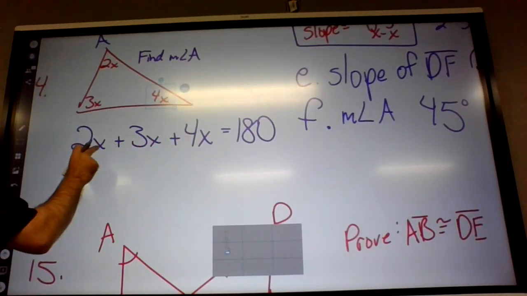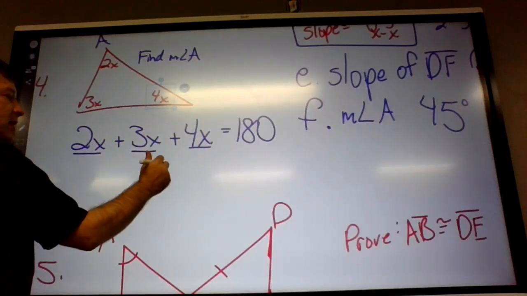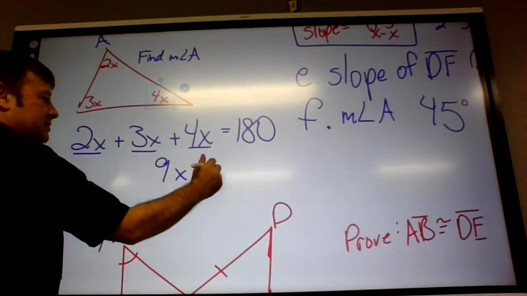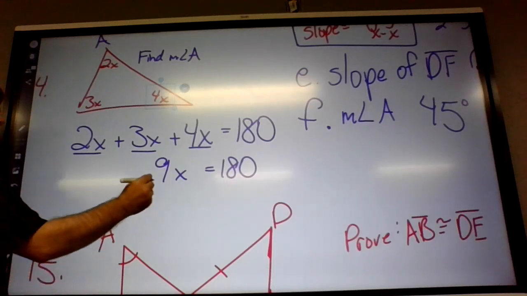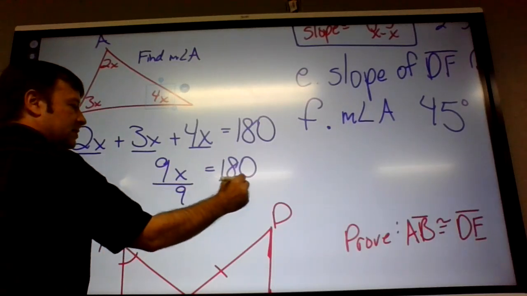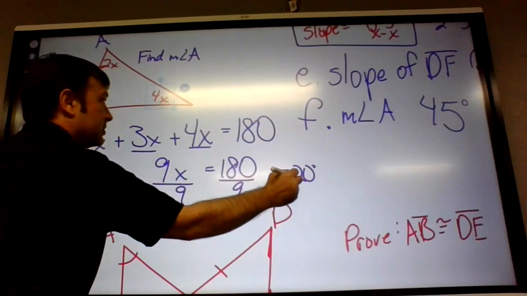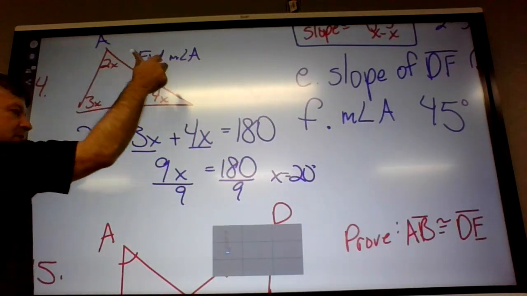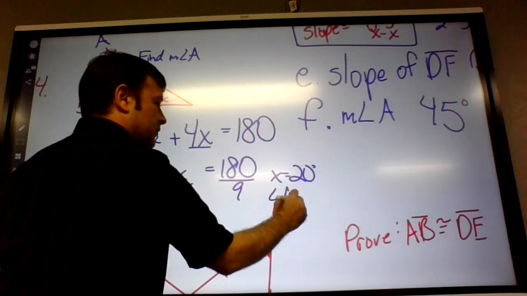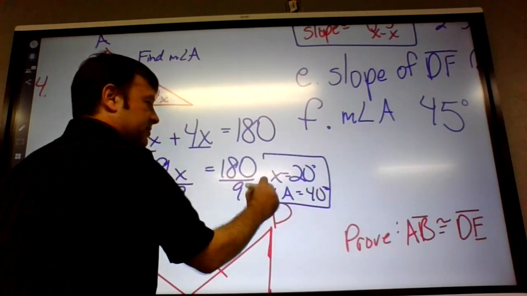Okay, but how do I solve this for x? You add them all together and divide. Right. 2x plus 3x plus 4x is 9x. So divide by 9. X is 20. And then how do I find angle A? Plug x in, 2 times 20, 40. So I guess I'll circle both of those.